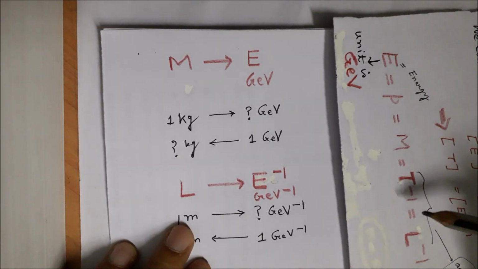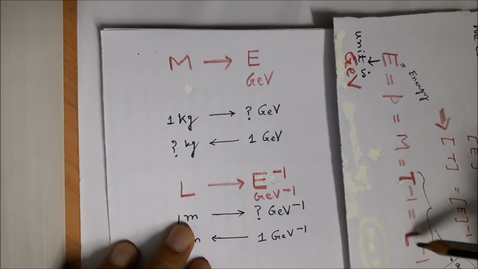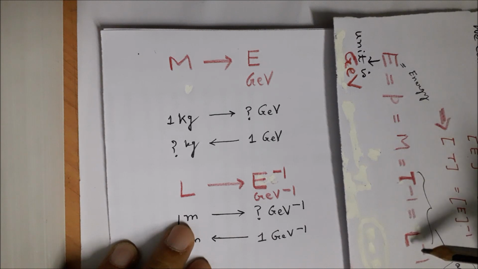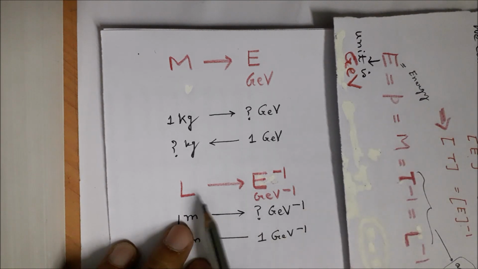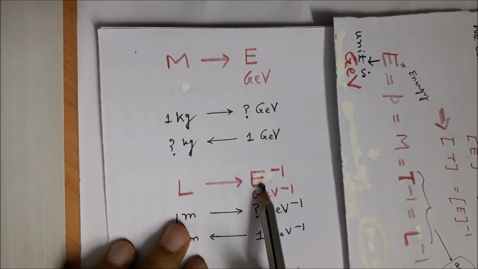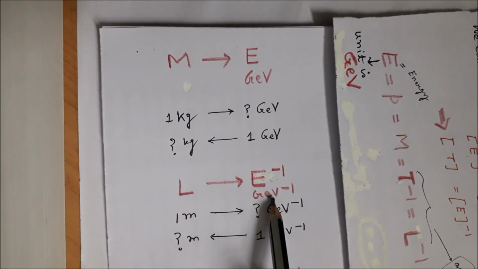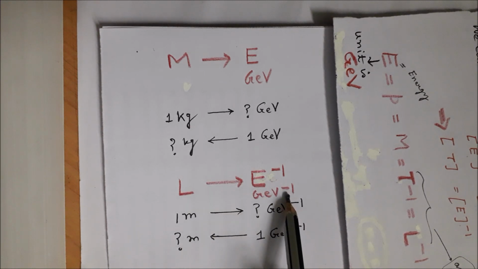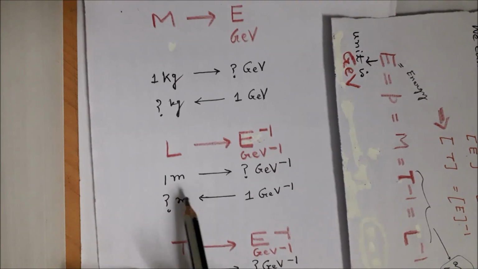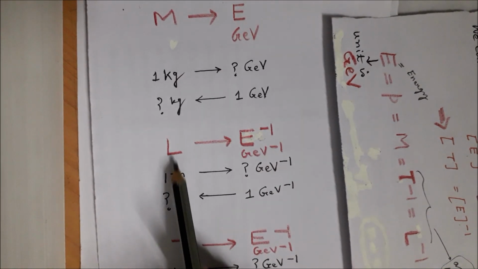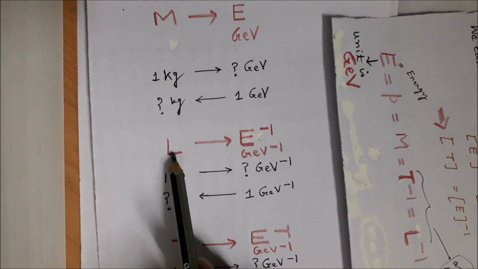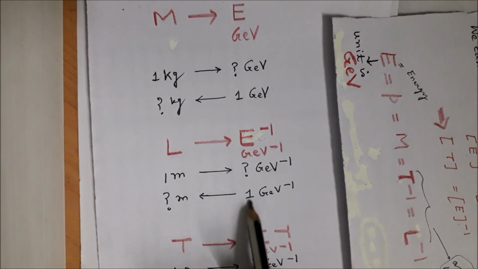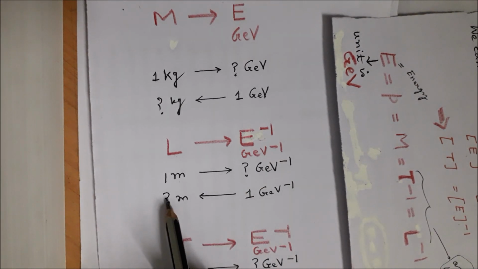Again, E and L inverse are connected. E and L are connected in this way, where E is equal to L inverse, or L is E inverse. That is, L can be expressed as energy inverse. Energy is in GeV, so L can be written as GeV inverse. Which means we can ask the question, 1 meter, meter being the unit of length, is how many GeV inverse? Or in other words, 1 GeV inverse is how many meters?